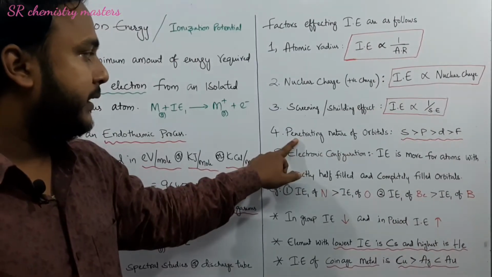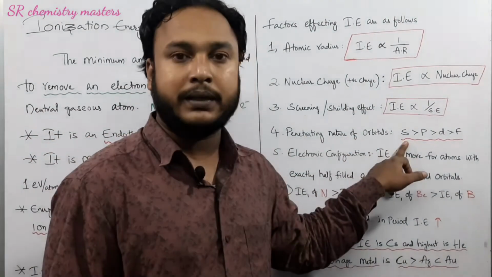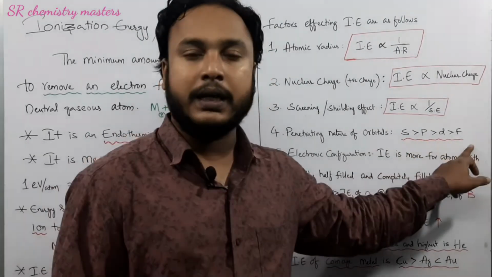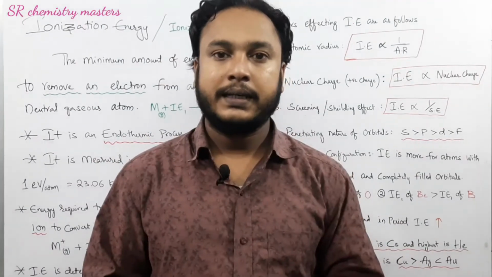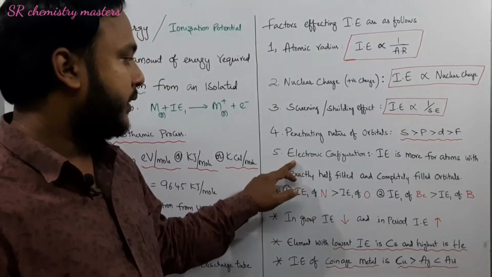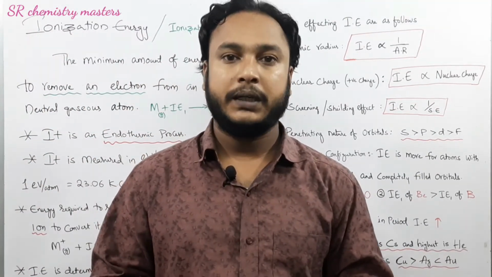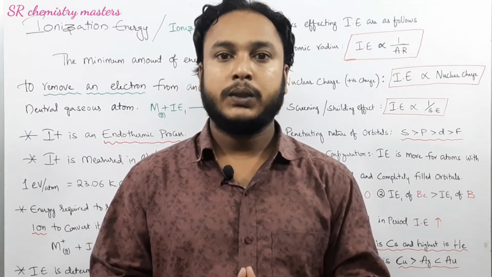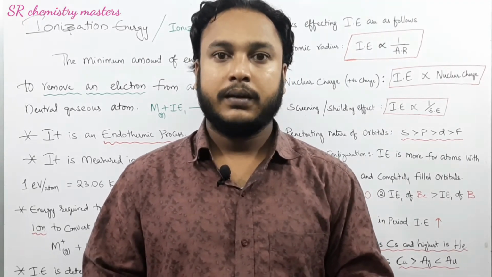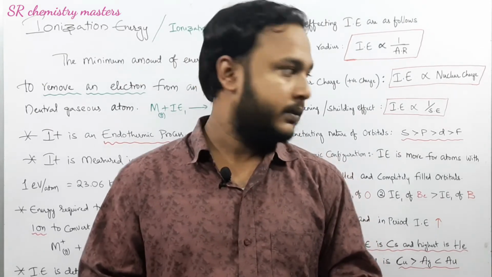If we see the penetrating nature of the orbitals, remember s orbital has greater penetrating power, then p orbital, then d orbital, then lastly f orbital. The last factor is electronic configuration. Remember that the atoms with half filled or completely filled electronic configuration show resistance to give up the electron, because of which the ionization energy value for these atoms increases.